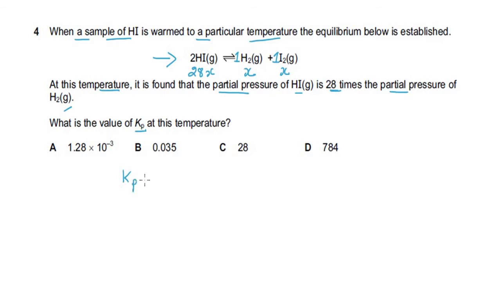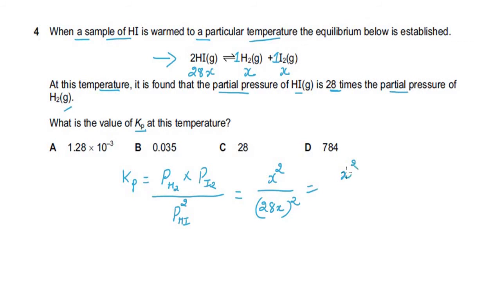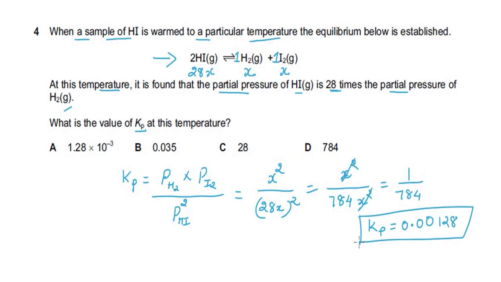So if we write the expression of Kp, it is the partial pressure of hydrogen multiplied by the partial pressure of iodine divided by the partial pressure of hydrogen iodide raised to 2, that is squared. Now if you substitute the values, we have x into x, that is x squared, divided by (28x) squared. Solving further, we get x squared divided by 784x squared. Now we can cancel the x squared from numerator and denominator, which gives us 1 divided by 784, which is equal to 0.00128.